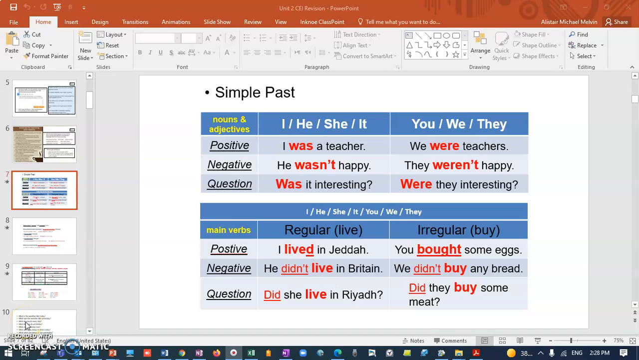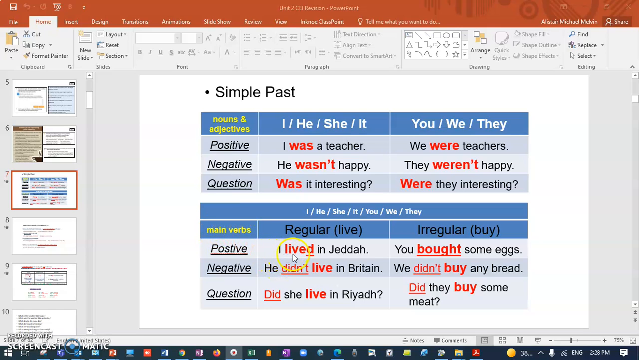This video is about past simple and past continuous. So here you can see past simple. It works the same way as present simple, really. So you've got nouns and adjectives, verb be, and then if you're using another verb, not verb be, then you don't use verb be.